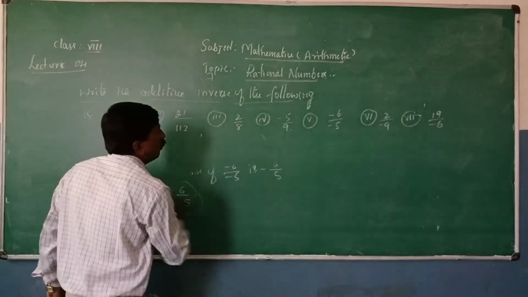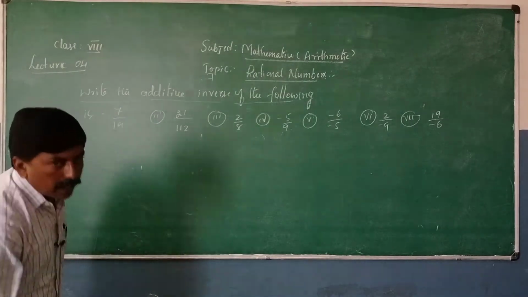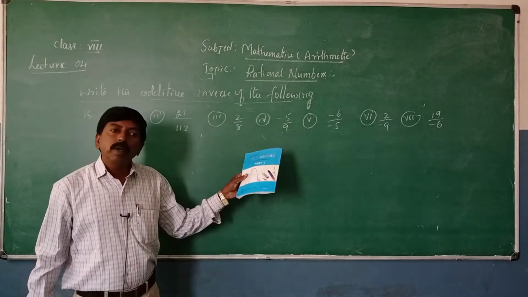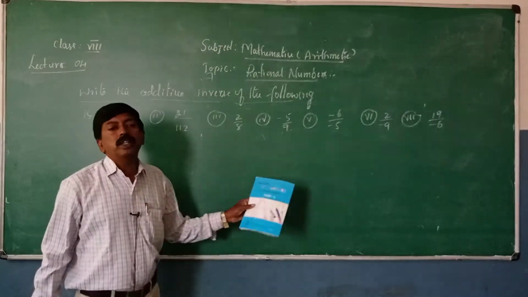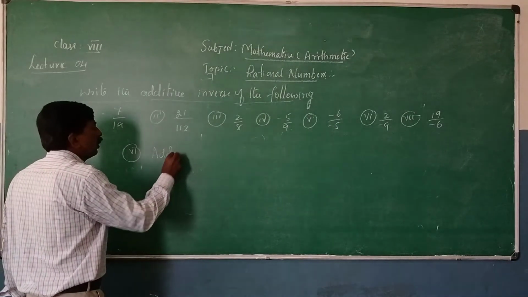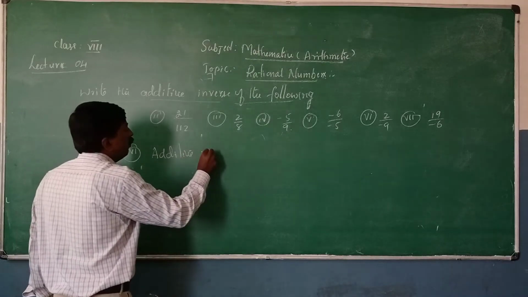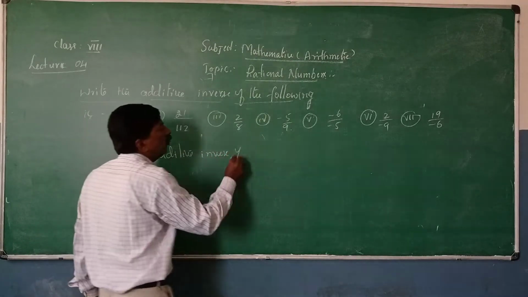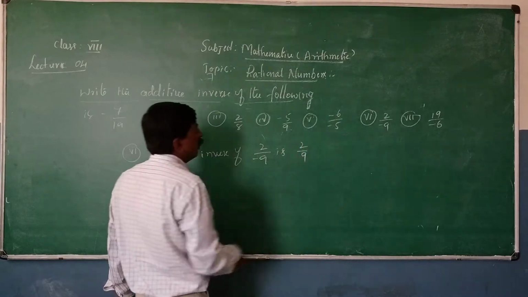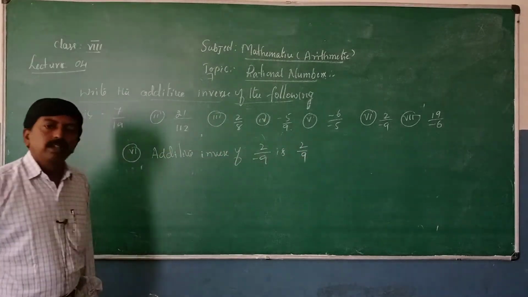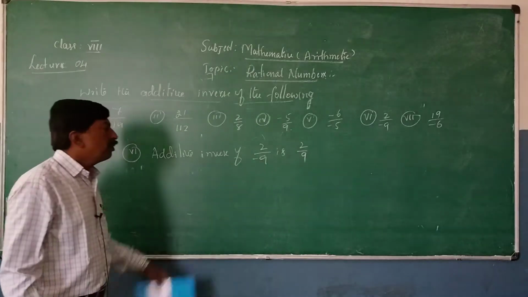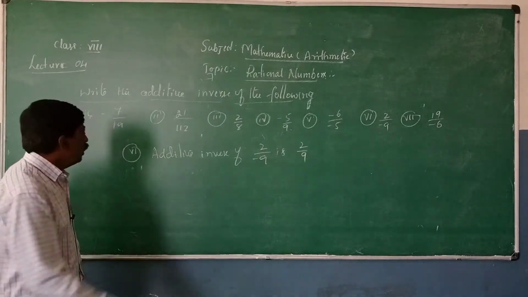Now what is the additive inverse of 2 by minus 9? 2 by minus 9 is minus 2 by plus 9. So the additive inverse of 2 by minus 9 is 2 by 9, because plus divided by minus is minus. Take the opposite one, that is plus 2 by 9. So you can simplify, you will get 0.